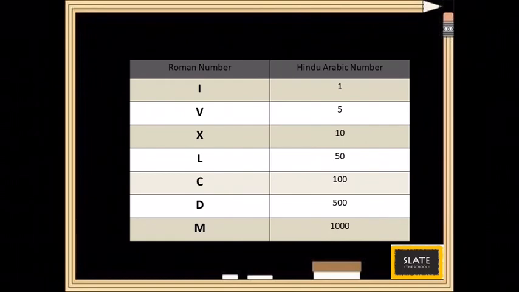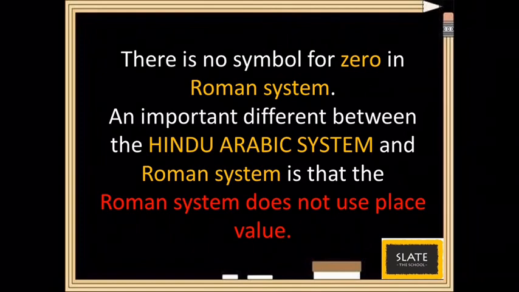Roman number and Hindu-Arabic number. For Roman number I, Hindu-Arabic number will be 1. And for Roman number V, it denotes 5 in Hindu-Arabic number. For Roman number X, it is 10 in Hindu-Arabic number. The same way, L denotes 50, C denotes 100, D represents 500 and M represents 1000. There is no symbol for 0 in Roman system.